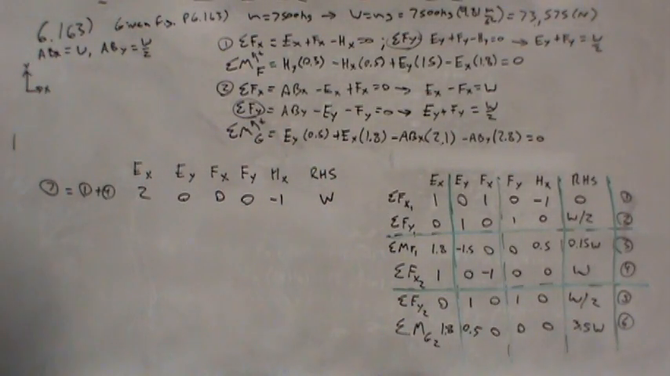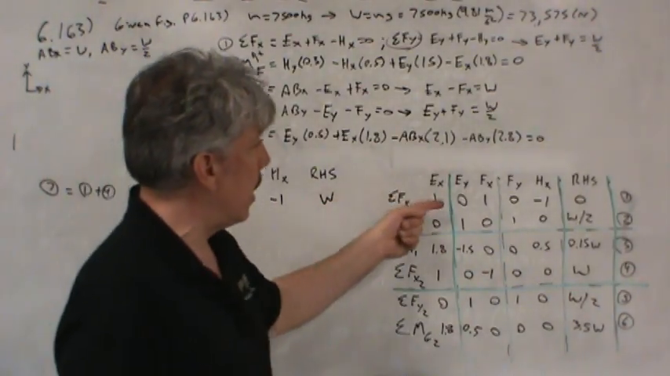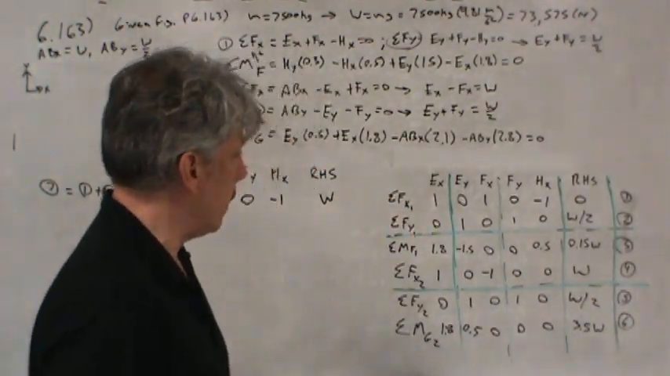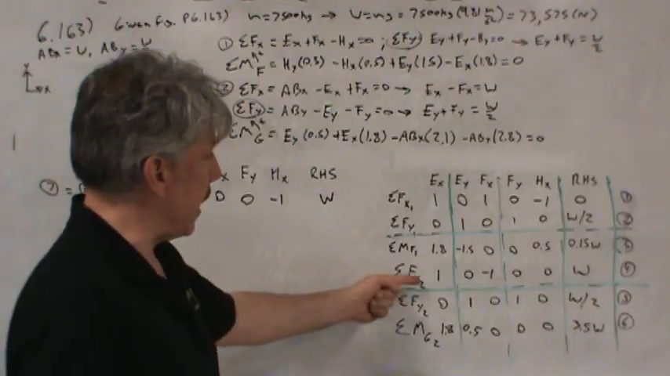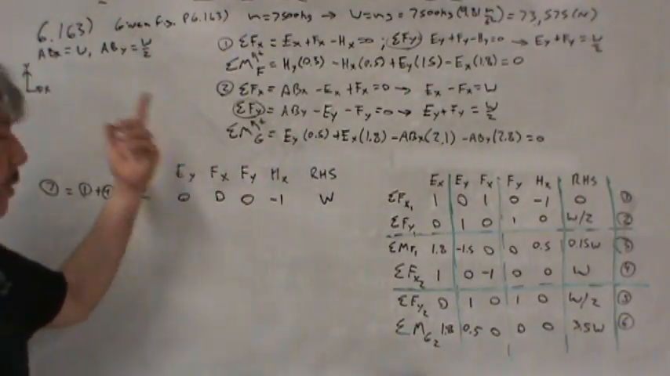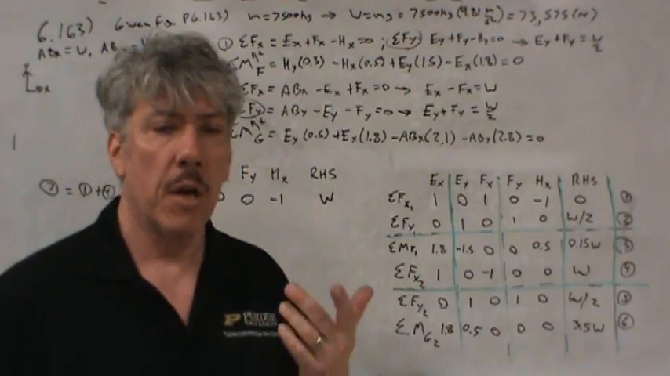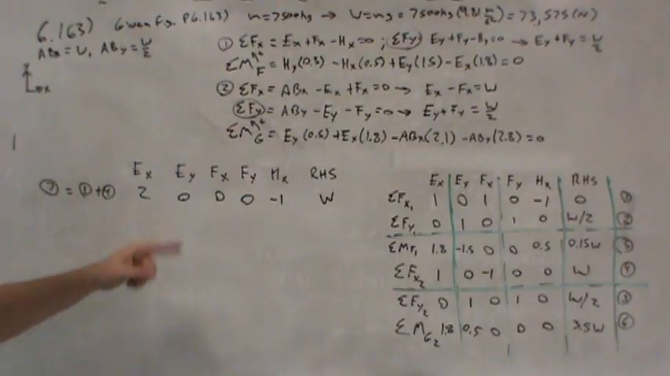Now, it doesn't look like I've done anything. I took one equation that had 1, 2, 3 unknowns in it. I added it to another equation that had 1, 2 unknowns in it, and I ended up with an equation with 2 unknowns. I haven't solved for one variable. I have an equation that involves 2. What would it look like?